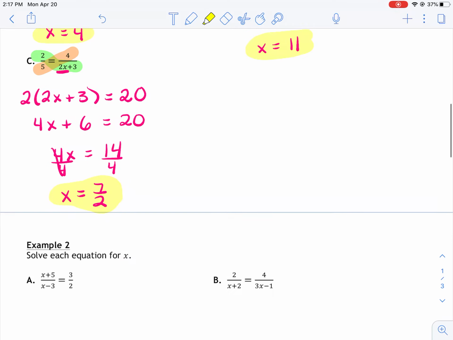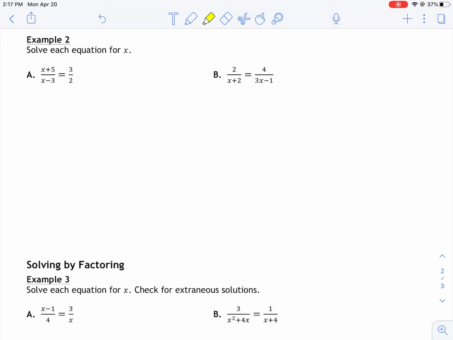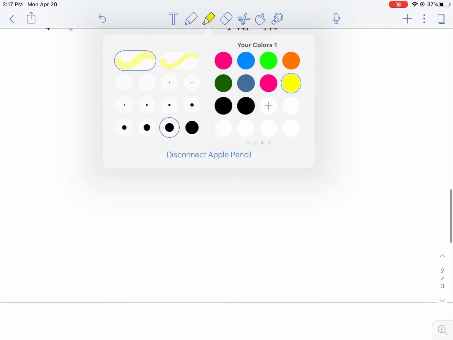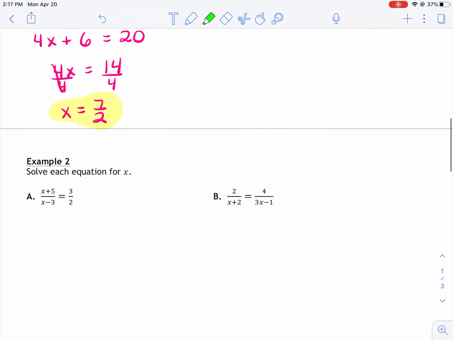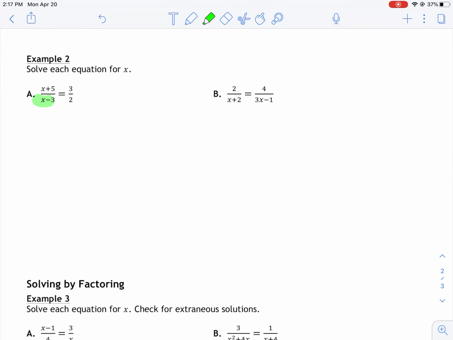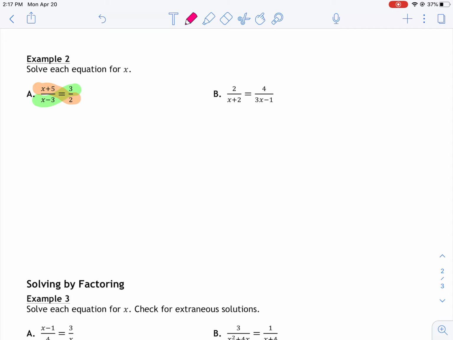All right, so we're going to bump our problems up just one little notch. And what you're going to notice is different in the next set of examples is that we are going to have variables on both sides of our equation. And we're going to have to distribute twice. Okay, so notice in this next example, we know these cross products are the same. We have a fraction equal to a fraction. And so we need to multiply.